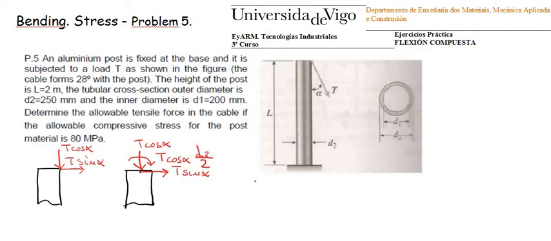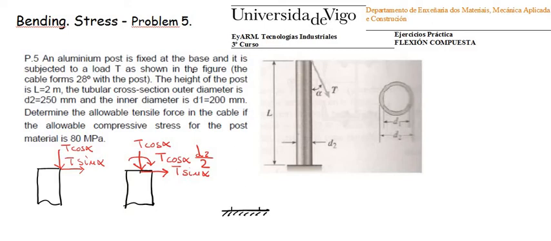Then, as the lower cross section is the critical cross section in terms of maximum bending moment because of the shear force, we have to take into account that there is a different bending moment at the lower cross section. So let's draw the lower cross section. This is the cross section at the fixed support.